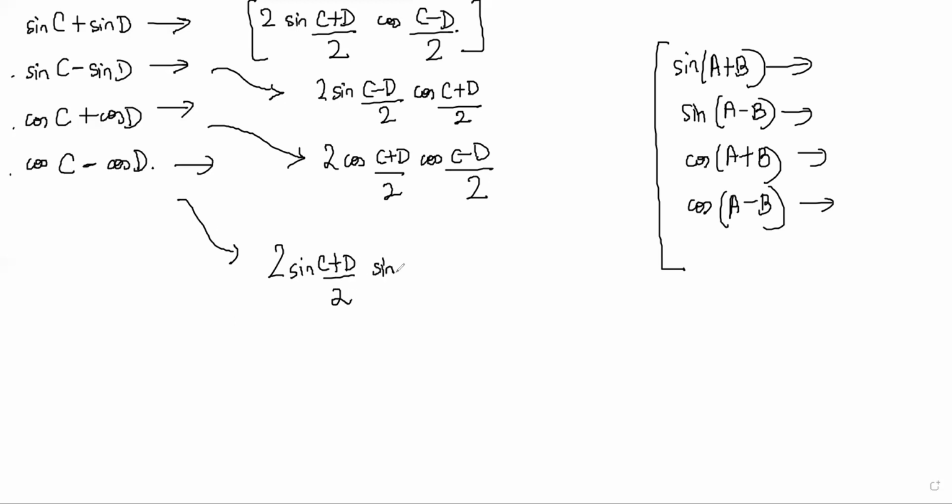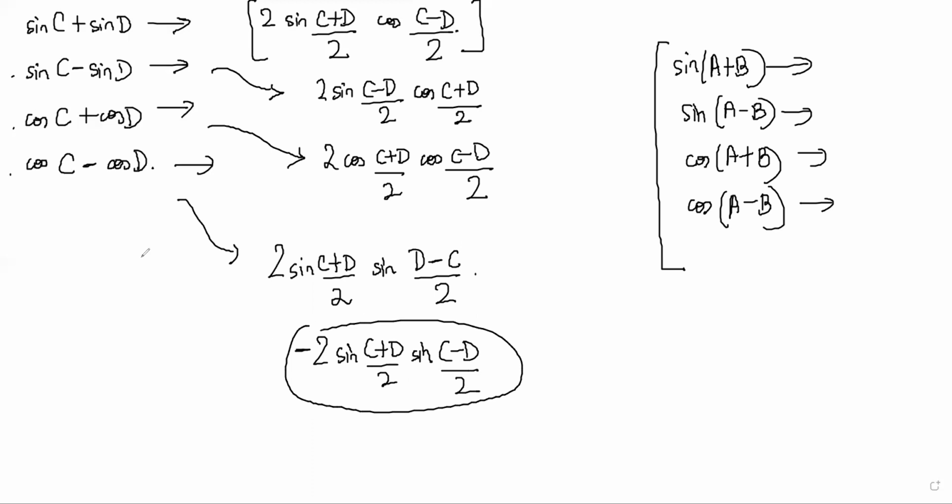And this comes out to be 2 sine c plus d by 2. Here you have to be careful. It is sine d minus c by 2, because actually it comes out negative. Minus 2 sine c plus d by 2 sine c minus d by 2. This is what actually comes for this one.